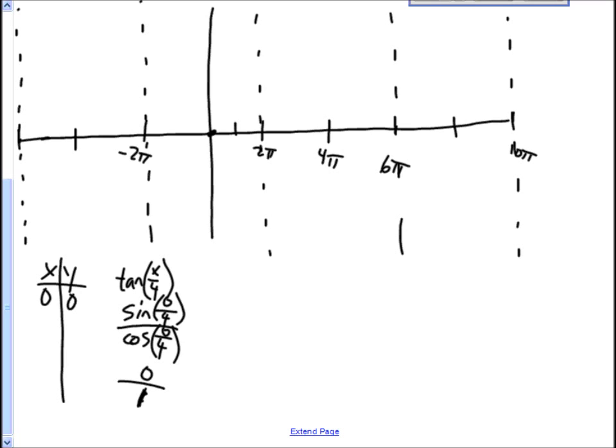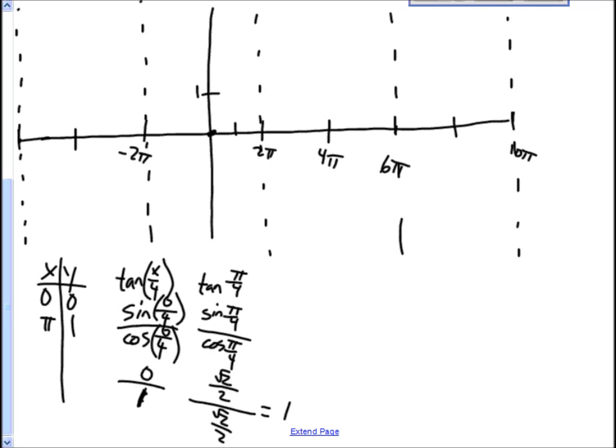How about the next one? Let's pick right in between them. How about pi? So tangent of pi over 4. What's the sine of pi fourths? What's the cosine of pi fourths? Sine pi fourths is root 2 over 2, cosine is root 2 over 2, and that's 1, right? So what did we plug in initially? We plugged in pi, we solve that down and we get 1. So pi comma 1.